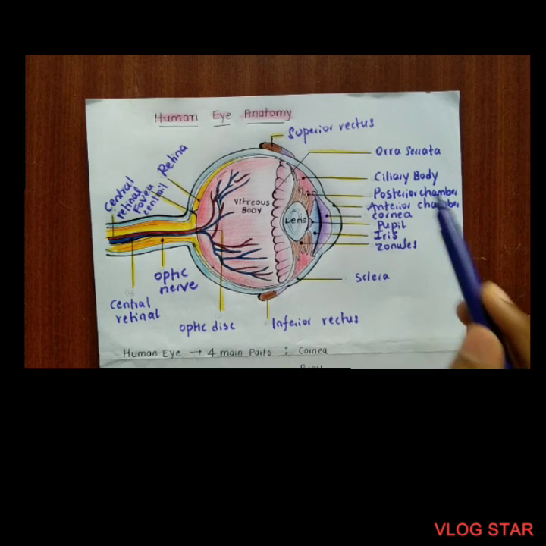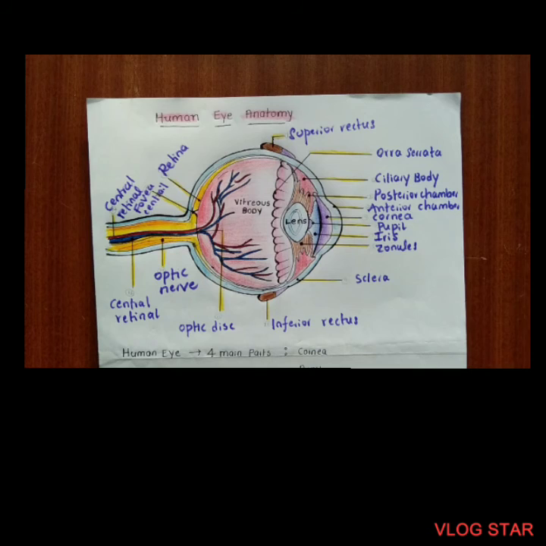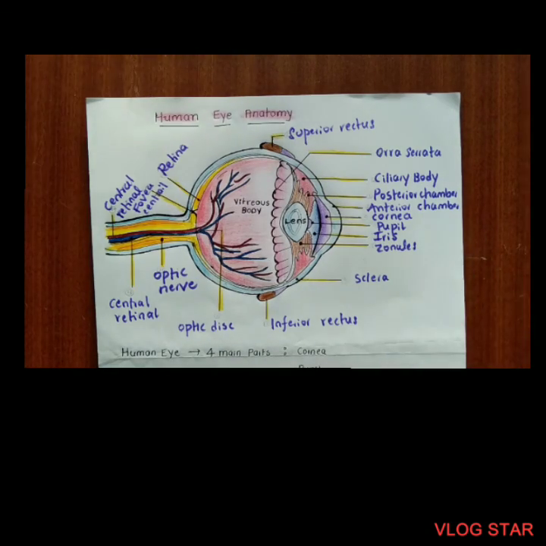Next one, posterior chamber. Posterior chamber is the production and circulation of aqueous humor. Next one, anterior chamber. Anterior chamber, it controls the amount of light that enters the eye by opening and closing the pupil.